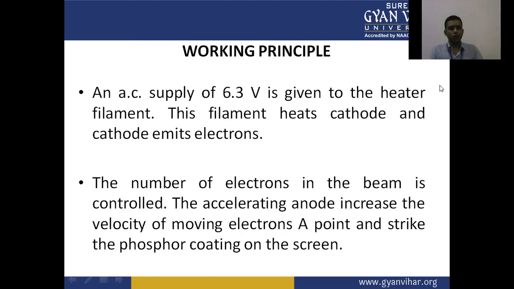Now the working principle of the picture tube, how the picture tube works. An AC supply of 6.3 volts is given to the heater filament. This filament heats the cathode and the cathode emits the electron beam. The number of electrons in the beam is controlled. The accelerating anode increases the velocity of the moving electrons, which strike the phosphor coating on the screen.